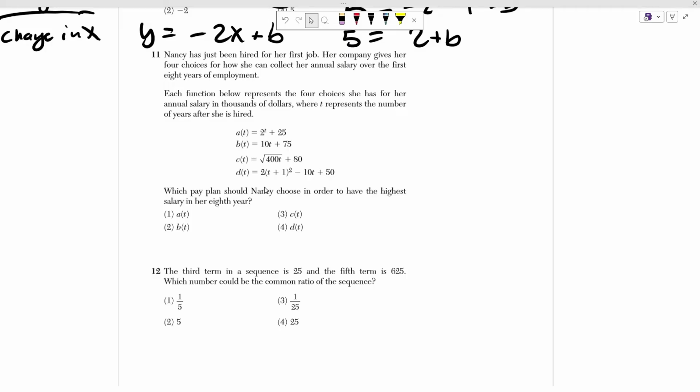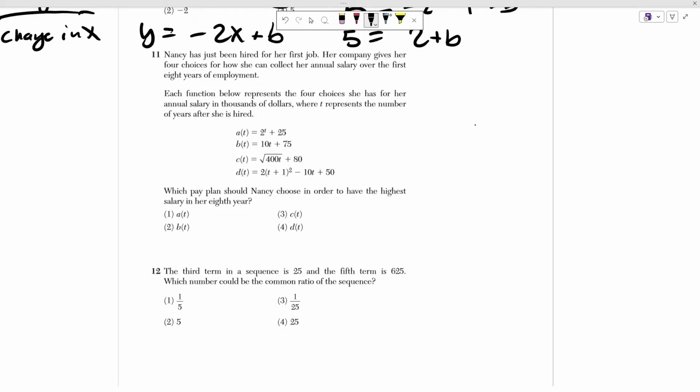So here's what's happening in this problem. They sat Nancy down, and they told her, hey, this is how we're going to pay you, okay? We can either raise the number 2 to the power of years that you've worked for, and then add 25 to that. We can multiply the amount of years that you worked with us by 10 and add 75. We can multiply the number of years you worked here by 400 and square root it and add it to 80, or we can do this, okay? So which one would you rather us do?